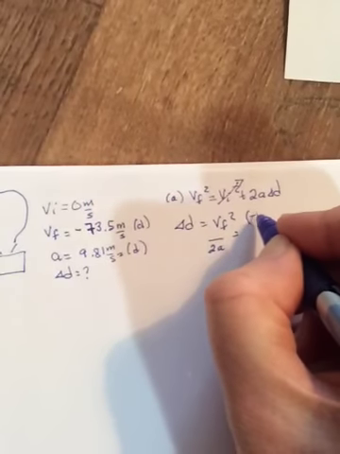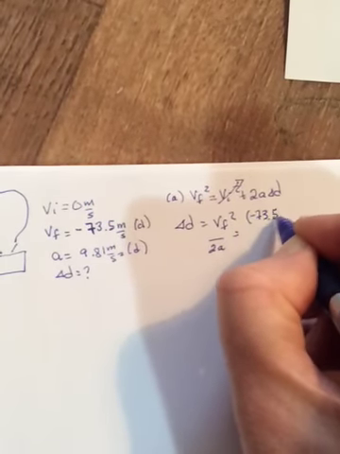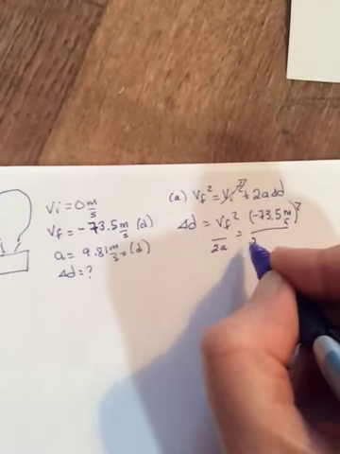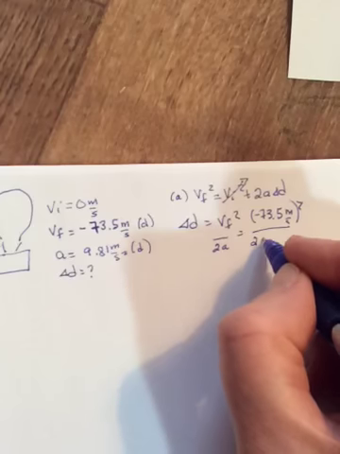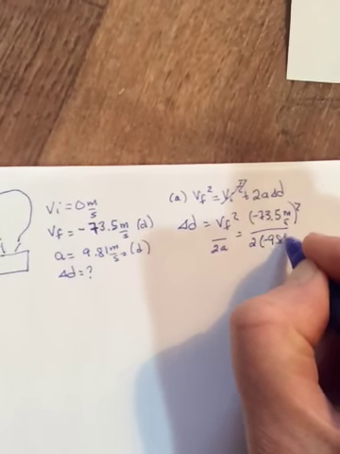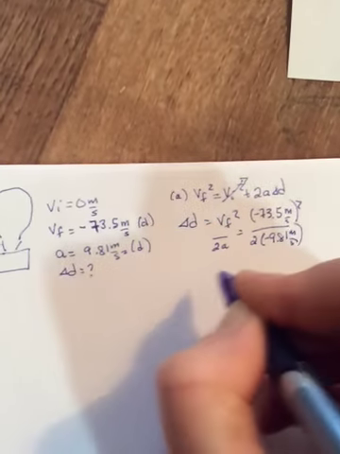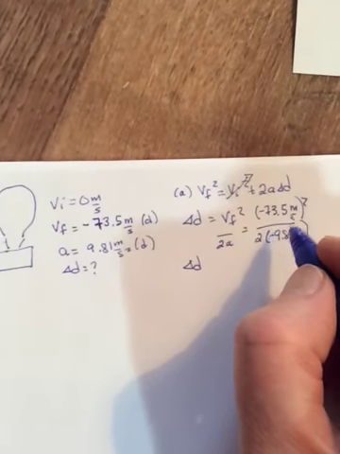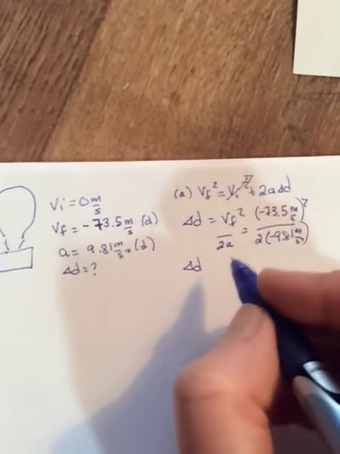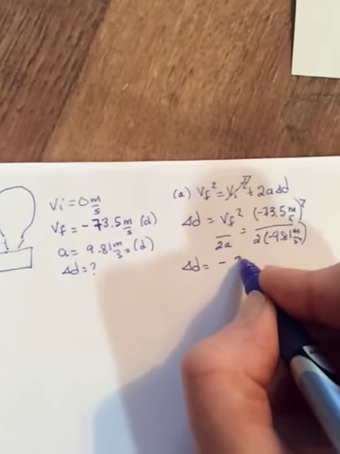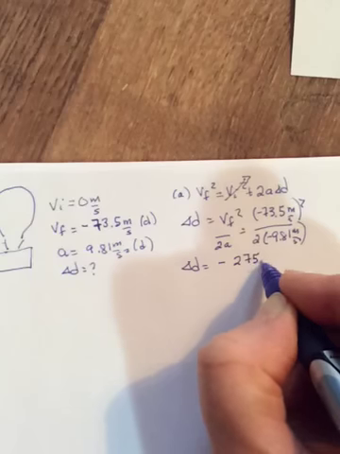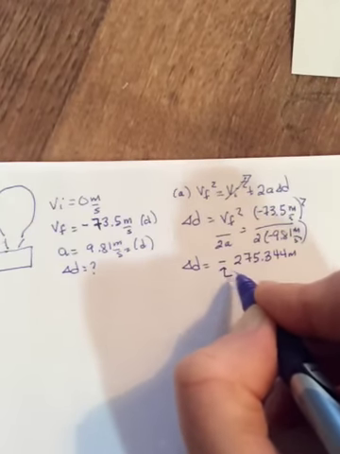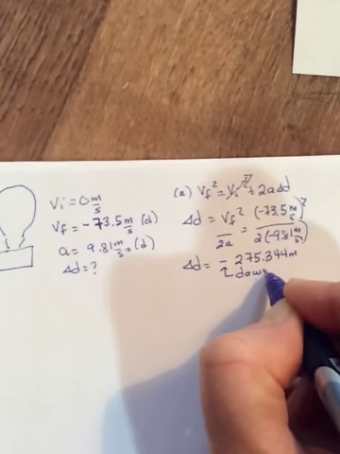So VF, negative 73.5 meters per second, and that gets squared over 2 times, and of course if you're calling down negative, then the 9.81 has to go in as negative as well. So don't forget to square the 73.5 divided by negative 19.62, and you get negative 275.344 meters, where of course this means down.